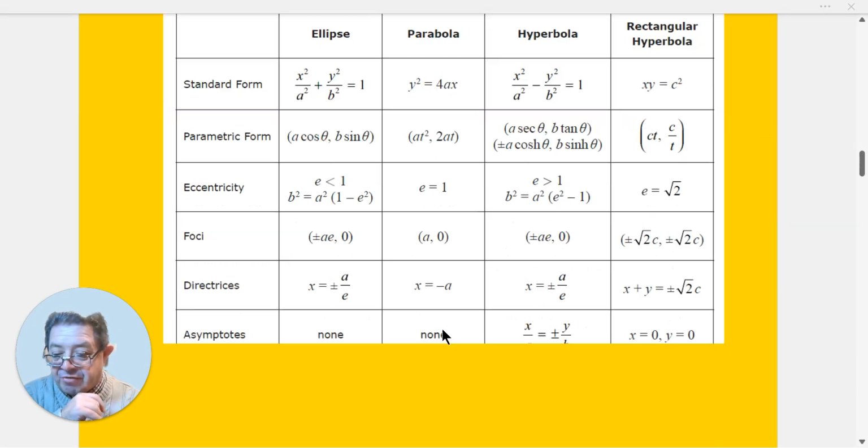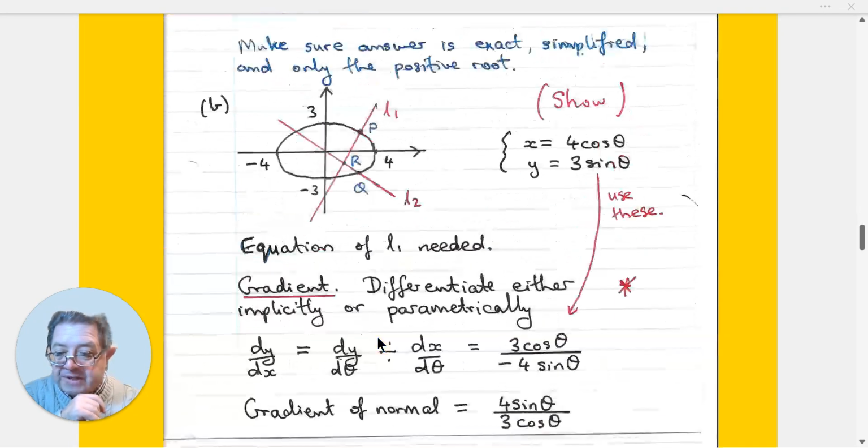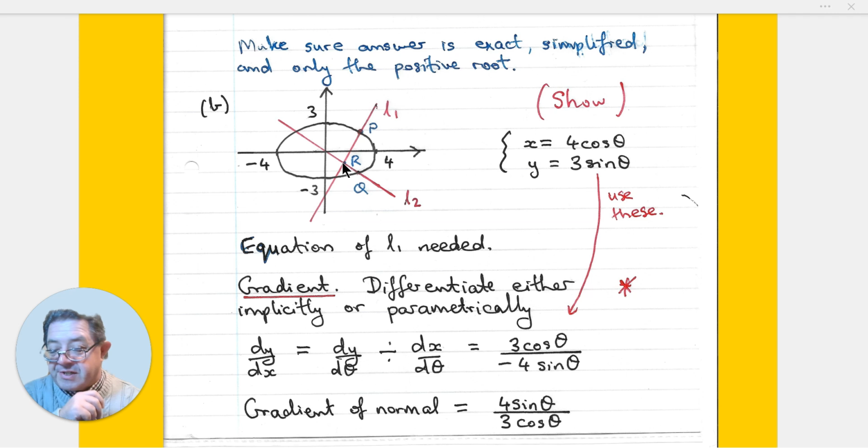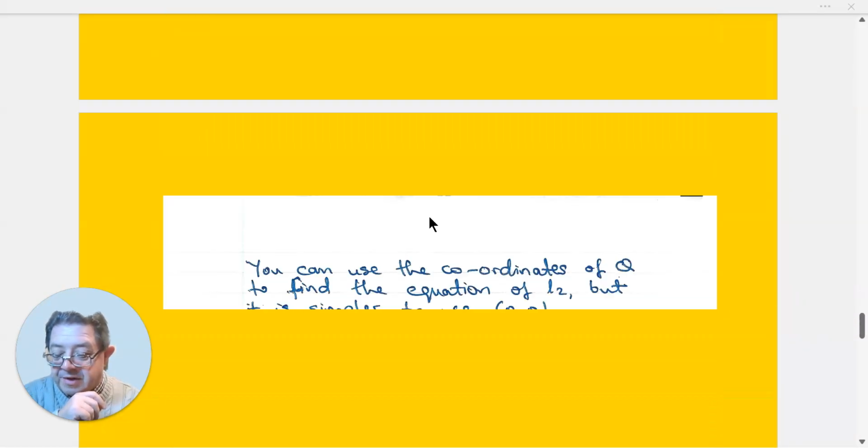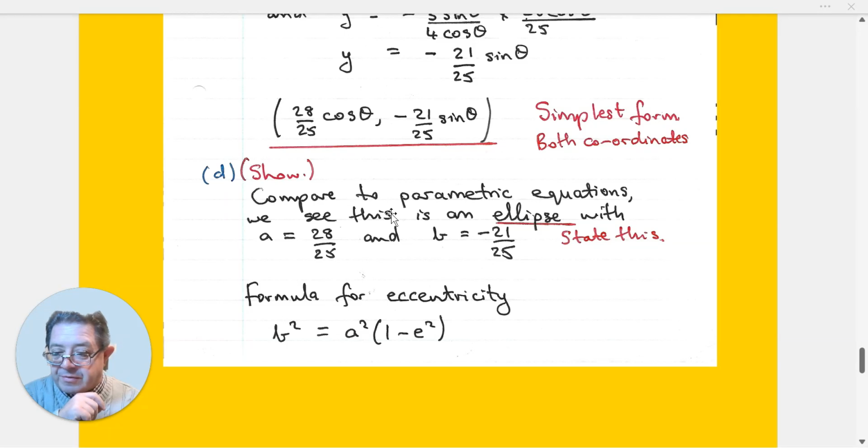So looking at our diagram, we're allowing point P to go around the ellipse. Point R is where the two lines meet, and that is also going to describe an ellipse. We want to prove that, and we want to prove it's got the same eccentricity. That doesn't mean it's got the same size, but it does fit the same formula for eccentricity. So let's look at the coordinates for R that we've just found.